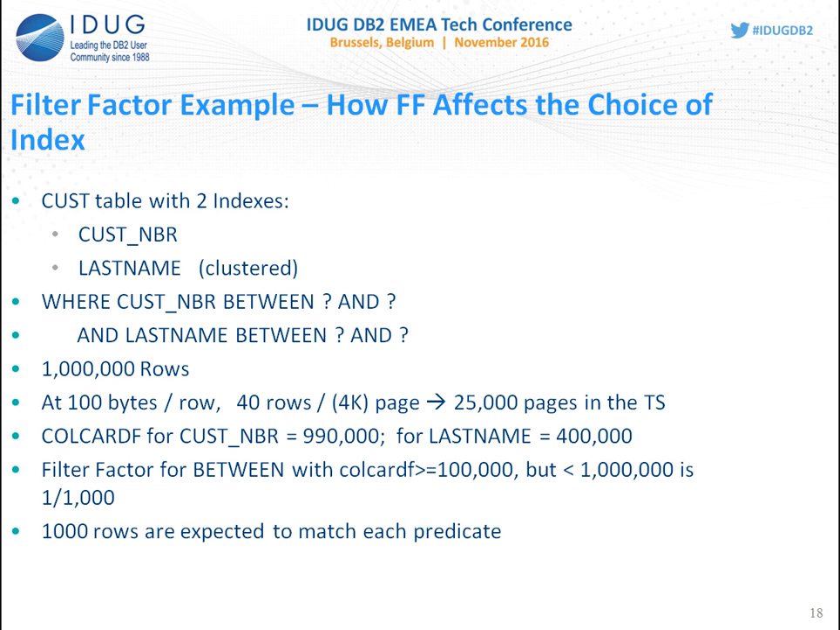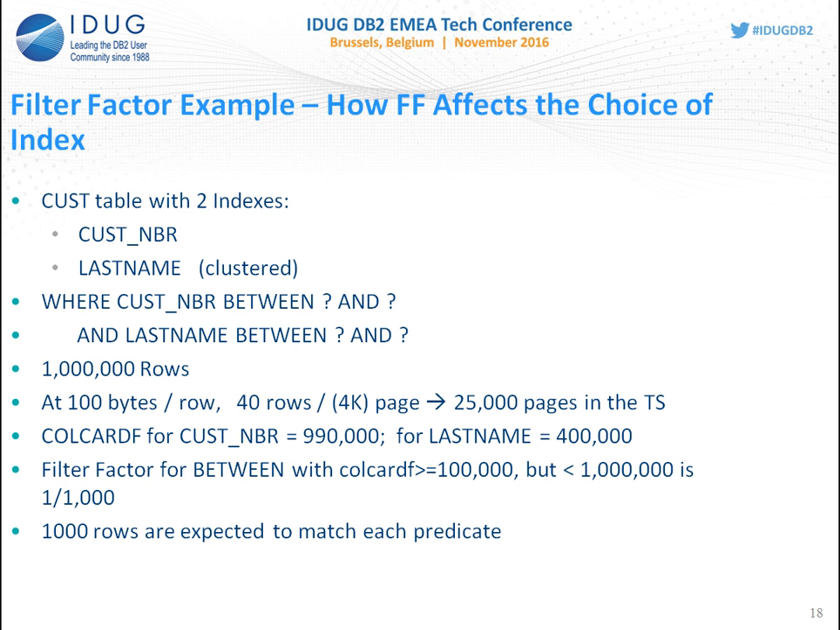If I have 2 predicates with between, with host variables, then first off, if I have 1 million rows and each row is 100 bytes, I'm going to fit 40 rows on a 4K page, and there are 25,000 pages in that table. The column cardinality for the 2 columns is between 100,000 and 1 million, so the filter factor for those 2 predicates will be the same. It's going to be 1 out of 1,000, which means I'm going to get back 1,000 rows.